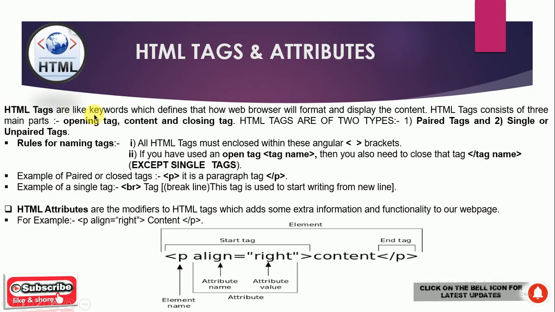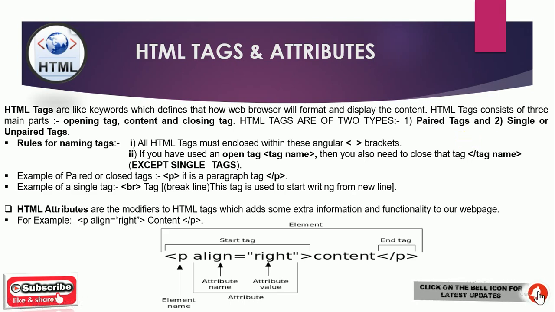An HTML tag consists of three main parts: first is the opening tag, then the content, and then the closing tag. We will go to the example. HTML tags are of two types: first is paired tags and the second is single or unpaired tags.